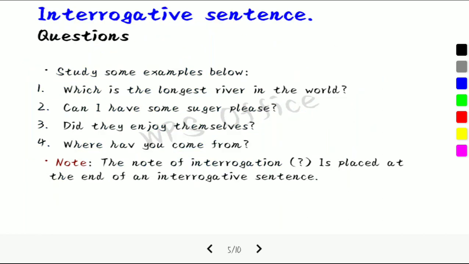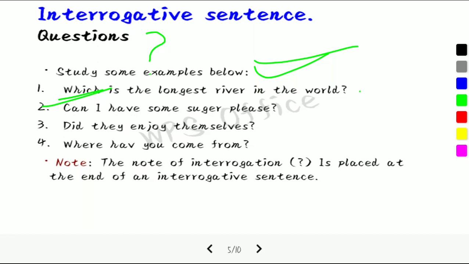And then we come to the interrogative sentence. We call it question sentences. Anything can be a question. There is a question mark at the end of that sentence. What is your name? What is your father? Let's study some examples below. Which is the longest river in the world? Which? WH question.